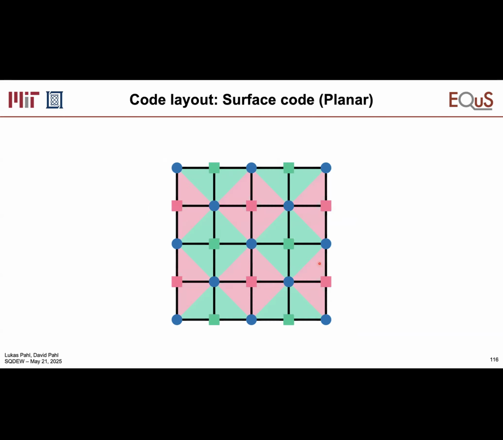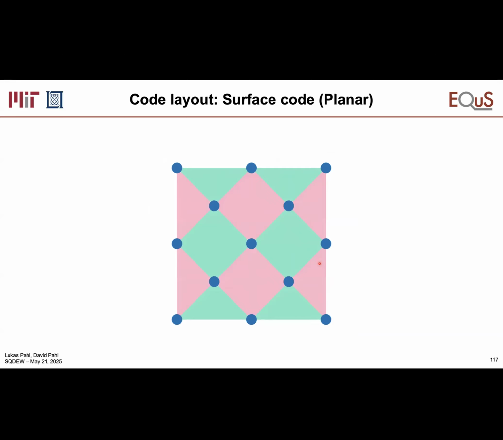And the connectivity and the checks that you get look something like this, just as expected. Let's go through the parameters. There are 13 data qubits now. There are 12 checks. 13 minus 12 is 1. Did someone notice what happened? We lost a logical qubit. So again, there's no free lunch. We made it planar, but we kind of halved the number of qubits.